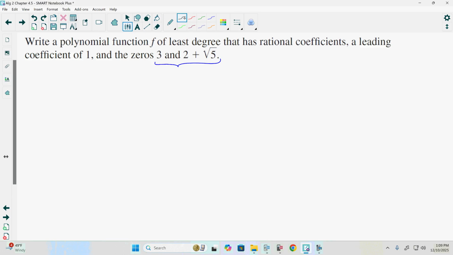Now to do this, we're really working backwards. We're told that x is equal to 3, and x is equal to 2 plus the square root of 5. We're told that these are the solutions. We want to find the equation that has these values as solutions. So we do have this here, but we also have a third value. Because of the complex conjugate, or the irrational conjugate theorem, it says that if 2 plus the square root of 5 is a solution, well, 2 minus the square root of 5 is a solution. If we have one, we have to have the other.